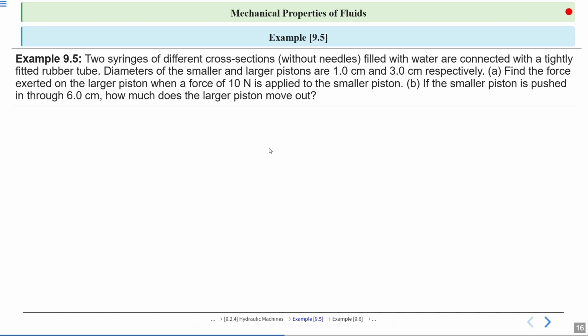9.5. Two syringes of different cross sections without needles, filled with water, are connected with a tightly fitted rubber tube. Diameters of the smaller and larger pistons are 1.0 cm and 3.0 cm respectively. A. Find the force exerted on the larger piston when a force of 10 Newton is applied to the small piston. B. If the smaller piston is pushed in through 6 cm, how much does the larger piston move out?